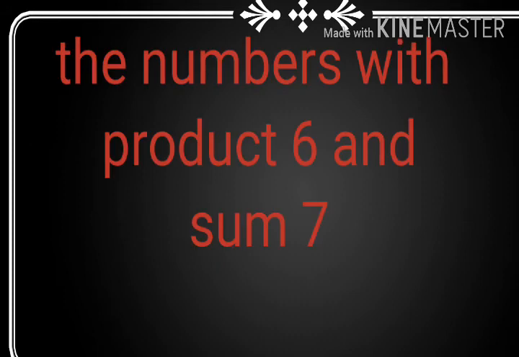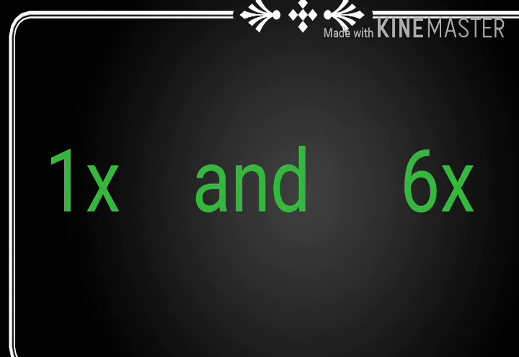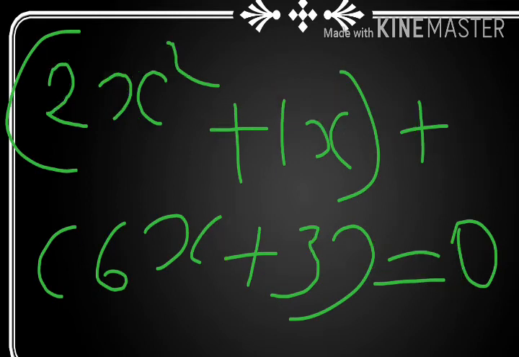So which are the numbers having the product 6 and sum 7? 2 into 3 is 6, 2 plus 3 is 5, so it is not. Then 1 into 6 is 6, 1 plus 6 is 7. So that is the group. So we can split that as 2x² plus 1x plus 6x plus 3. Then grouping them, 2x² plus 1x in one group plus 6x plus 3 in another group.